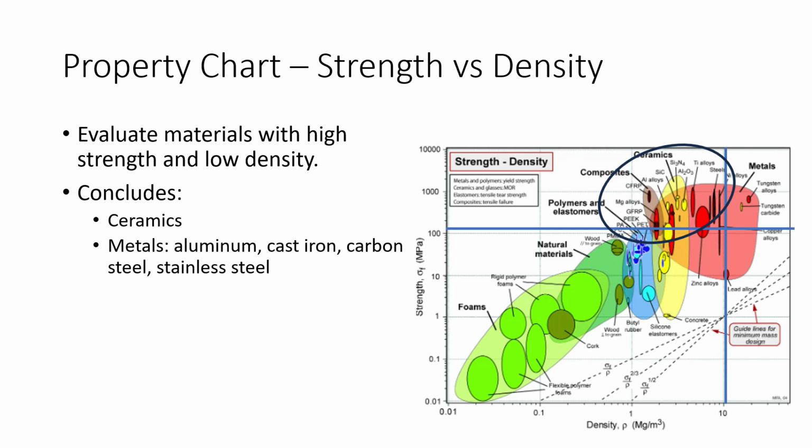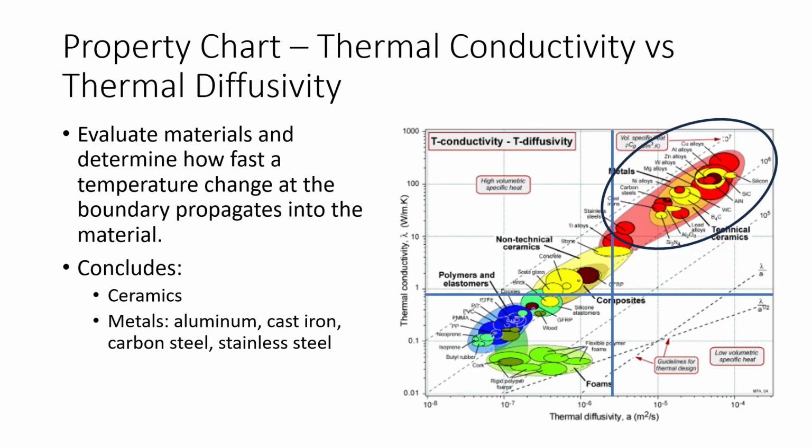In this case, we'll be using 3 of them. The first one will be strength versus density, which is evaluating the materials of high strength and low density, which in this case includes ceramics, metals, aluminum, cast iron, carbon steel, and stainless steel, indicated in the graph.